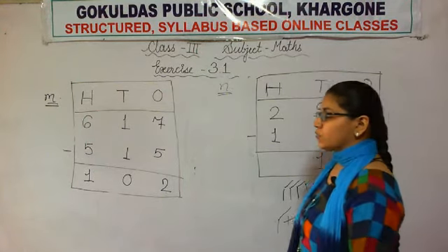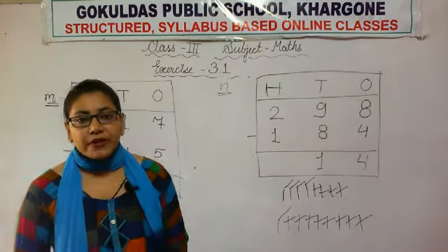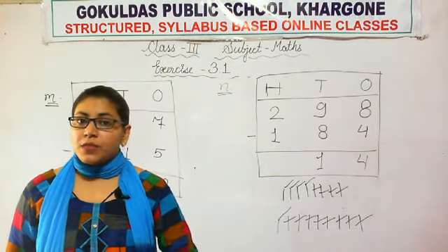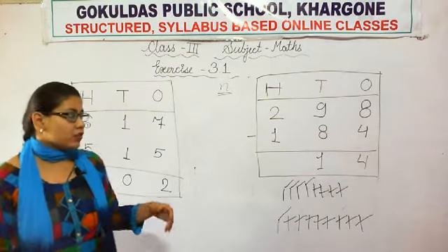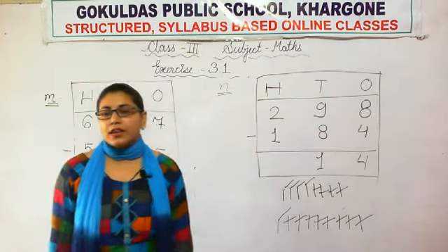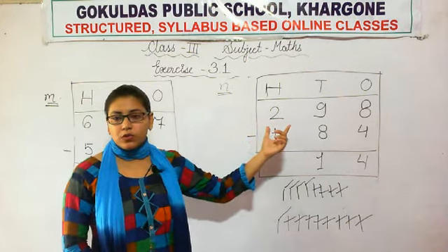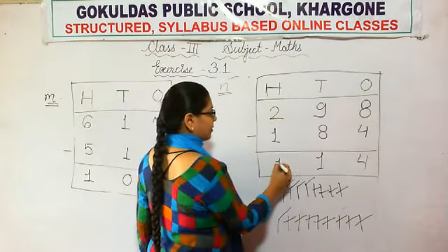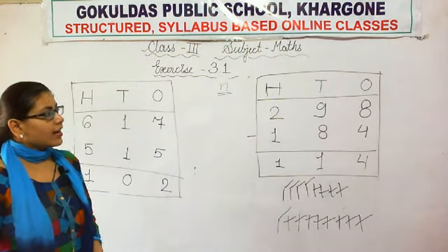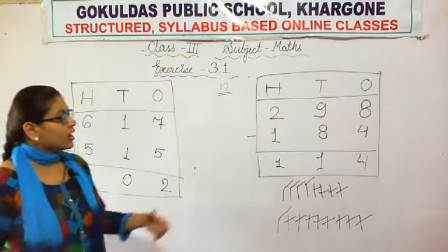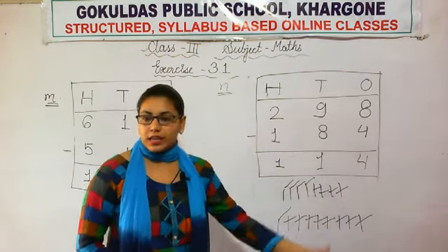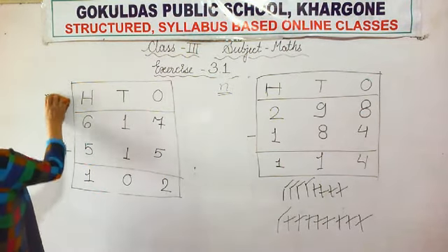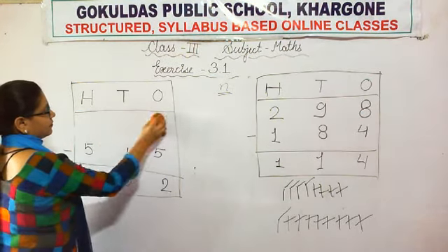Now 2 minus 1. Remember the property of subtraction. Whenever 1 is subtracted from any number, the result is the previous number or predecessor. So what is the previous number of 2? Very good. The previous number of 2 is 1. So we will write the number 1. So 298 minus 184 is equals to 114. Now the last question of the exercise.